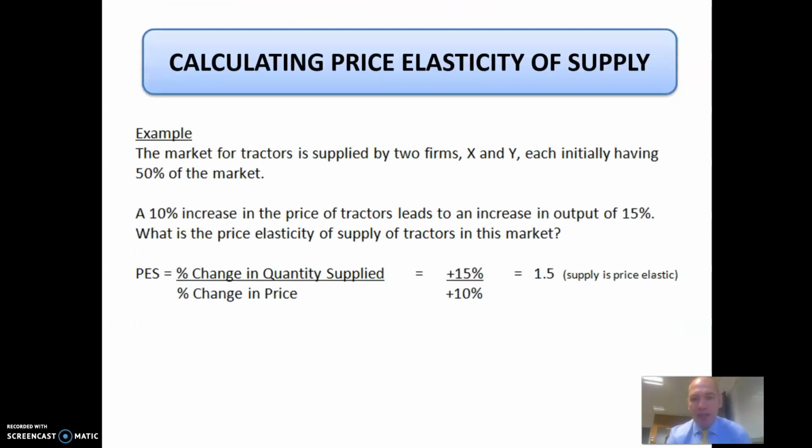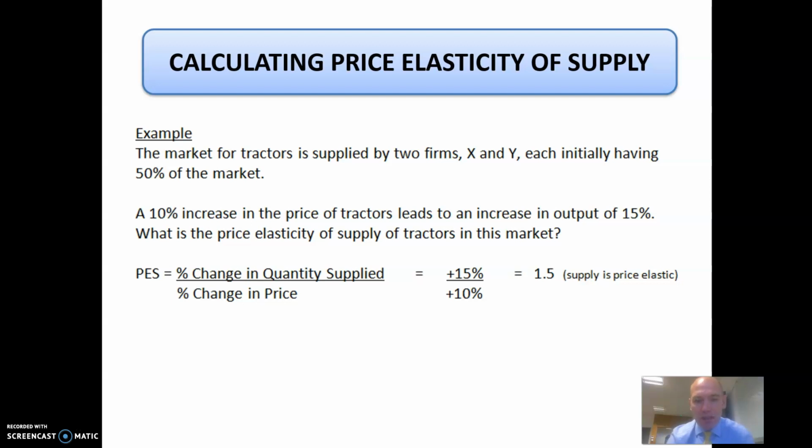Okay, calculating price elasticity of supply. Let's have a quick look at an example. You have a market for tractors, and it's supplied by two firms, X and Y, each initially having 50% of the market. If there is a 10% rise in the price of tractors, and that leads to an increase in output of 15% overall, what is the price elasticity of supply of tractors in the market?